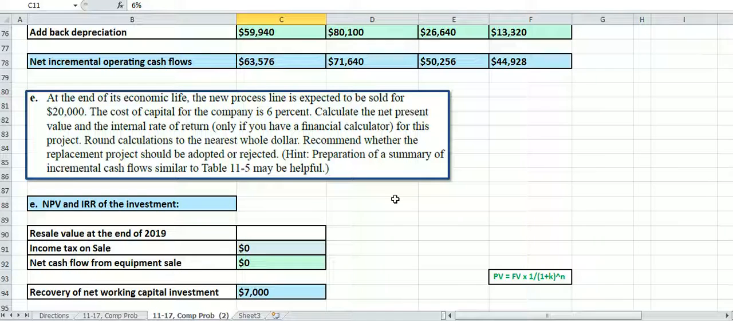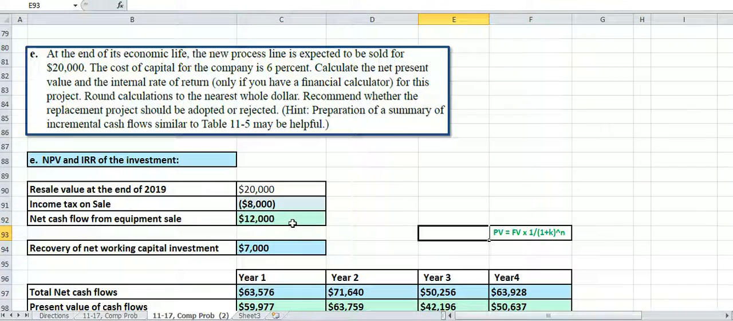And if you remember, I believe from our last chapter, if we have a positive net present value and the internal rate of return is higher than the discount rate, then we're going to say yes, we should do it. So that's what we're looking for here. So let's go ahead and put in the resale value here, and that's going to give us the income tax on the sale, and our net cash flow of the sale is going to be $12,000.